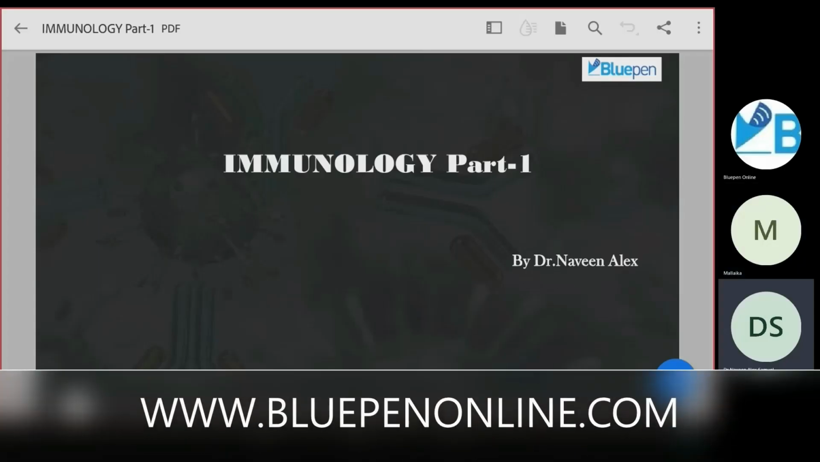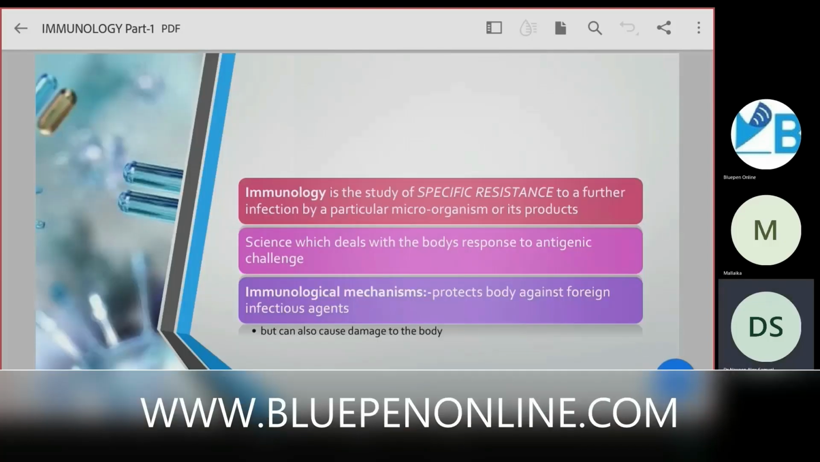Okay. So right now I'll be teaching about immunology. So first thing, what is immunology? Immunology is the study of specific resistance to a further infection by a particular microorganism or its product. So the resistance is actually produced by the body against a particular microorganism, or it may be the product of the microorganism, or it may be some dust particles or allergens. So it is the science which deals with the body's response to antigenic challenge.